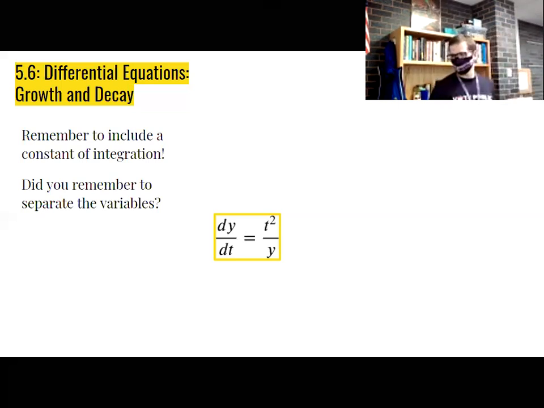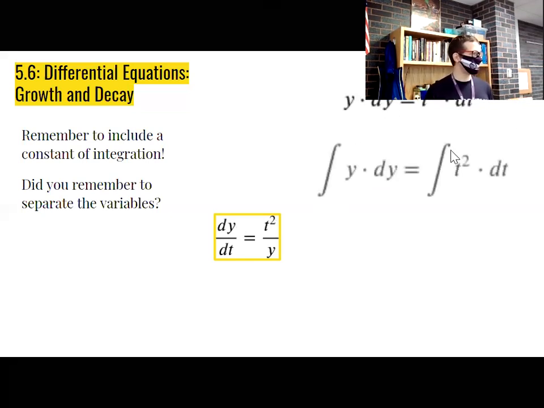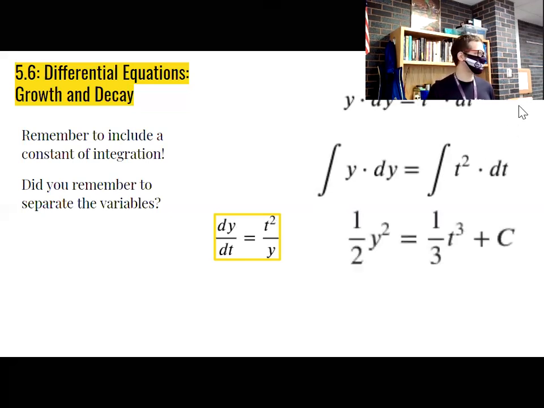All right, let's take a look to see how this one's gonna go. Oh, where's the mouse? It disappeared on me. It's there. Now it's here. Okay, so we separate the variables. Get y on one side, t on the other. We're going to integrate them. Boom. There we go. Again, 1/2 y squared equals 1/3 t cubed plus c.